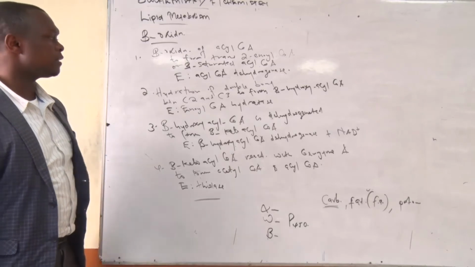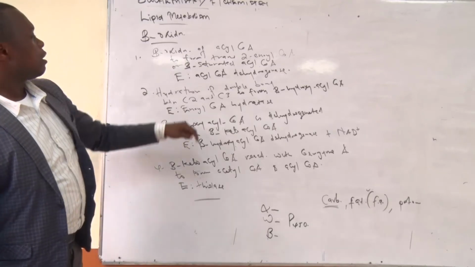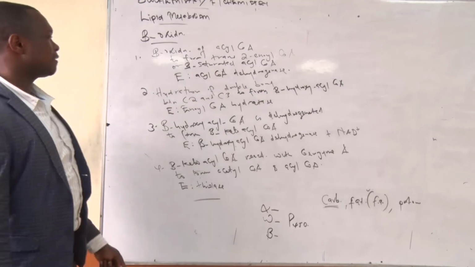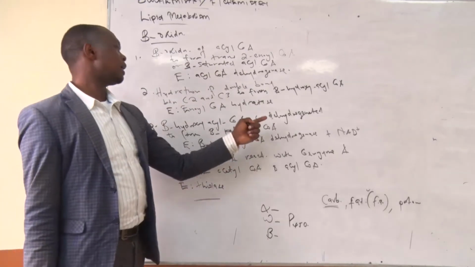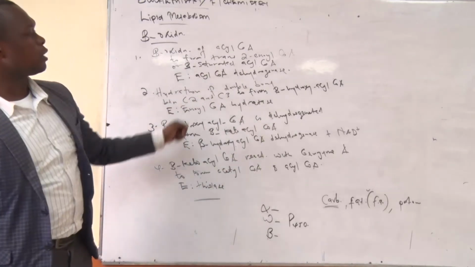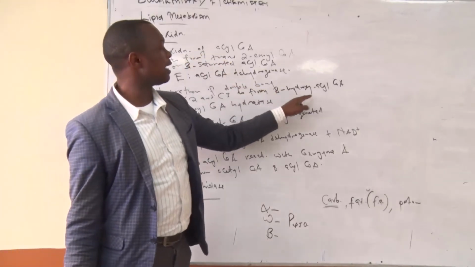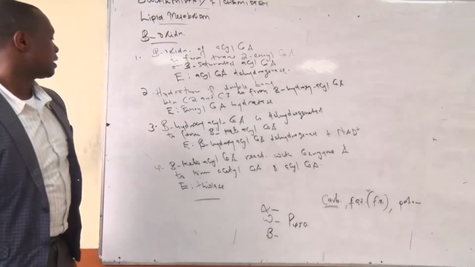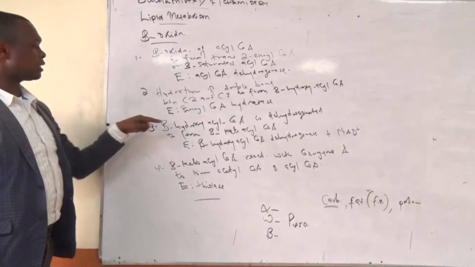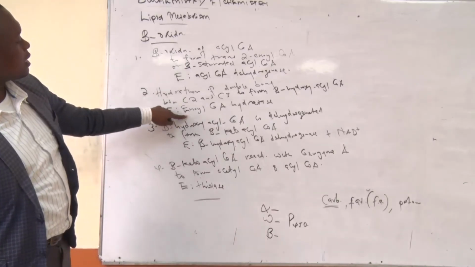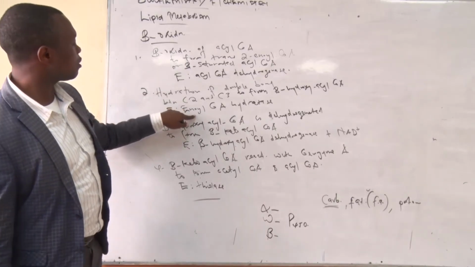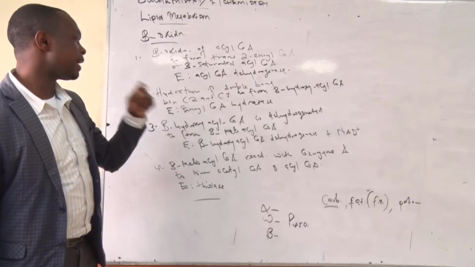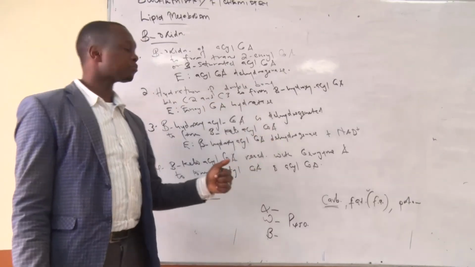Now in step number 2, we have hydration of the double bond at carbon number 2 and carbon number 3 of the acyl CoA to form a compound called beta hydroxyacyl CoA. The main enzyme involved in catalyzing the reaction is called enoyl CoA hydratase.